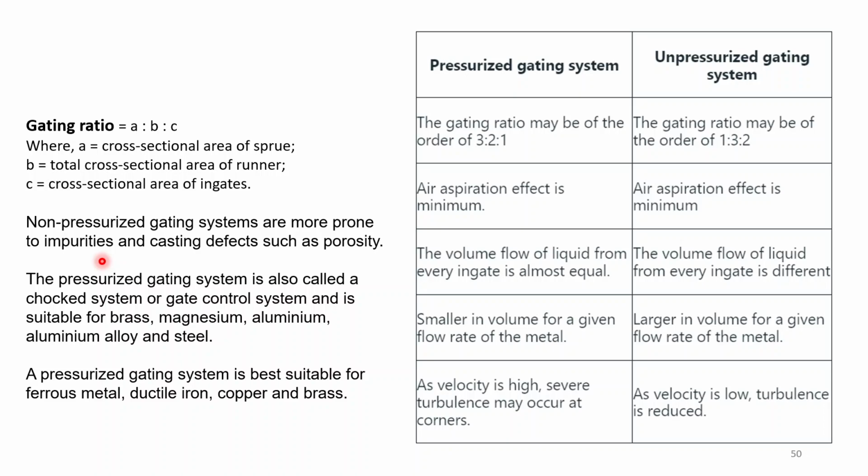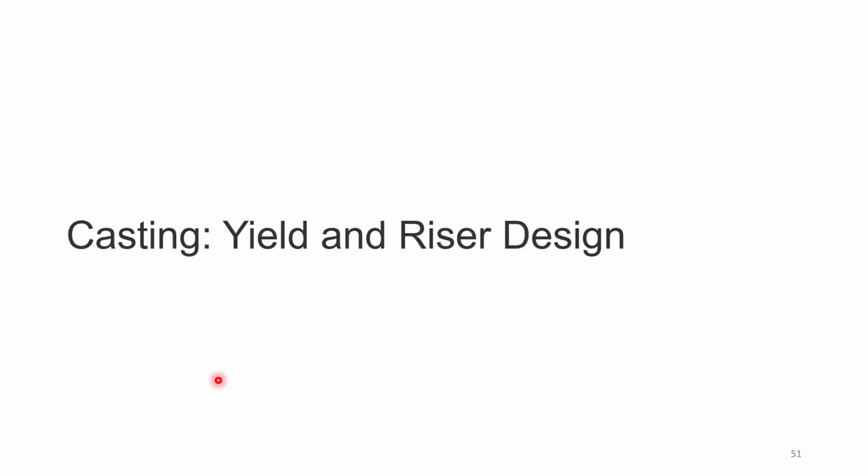The pressurized gating system is also called a choked system or gate control system, and it is suitable for brass, magnesium, aluminum alloys and steels. The unpressurized gating system is best suited for ferrous metal, ductile iron, copper and brass. So there can be a question related to the metals that are preferable for these gating systems.